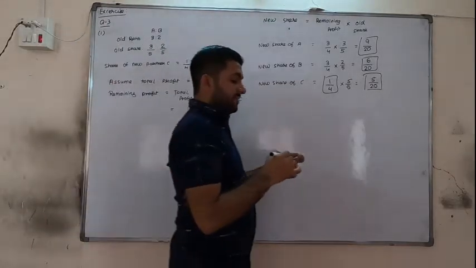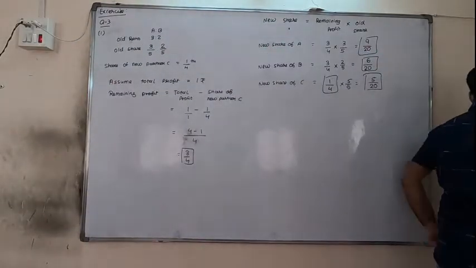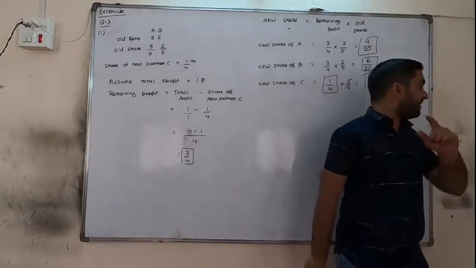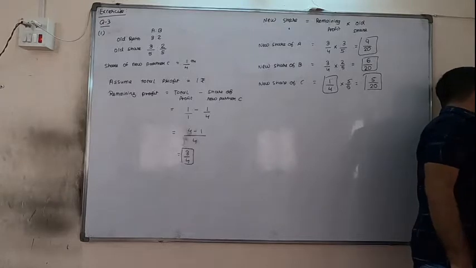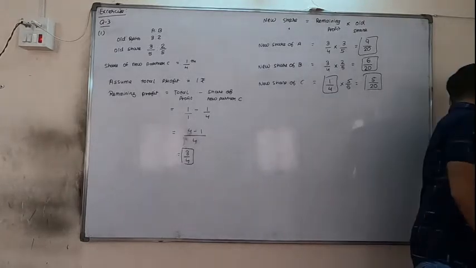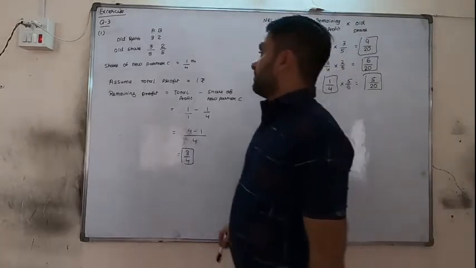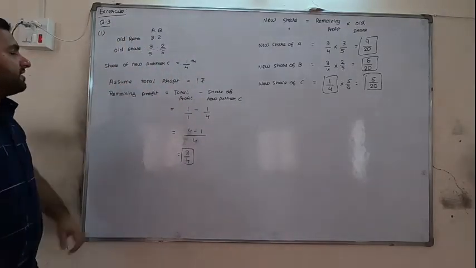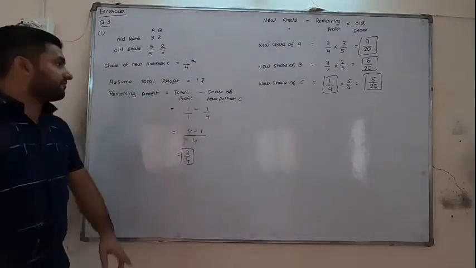Okay? So again I am repeating the whole sum. A and B are the partners sharing profit and loss in the ratio of 3:2. Then they are admitting C as the new partner for 1 by 4 sharing profit. So 3:2 old ratio, 3 by 5, 2 by 5 is their old share. Share of new partner C is 1 by 4.